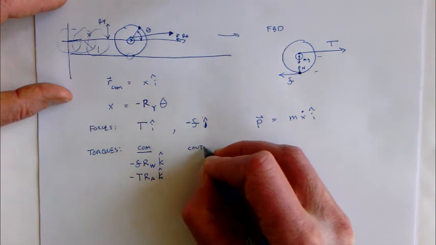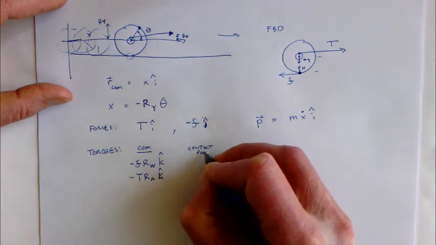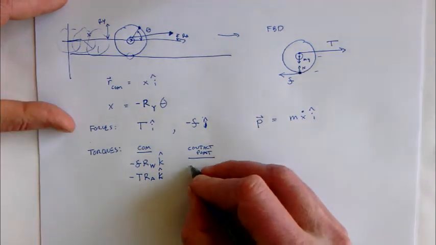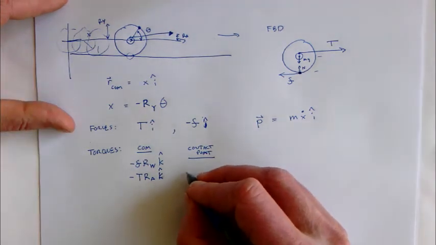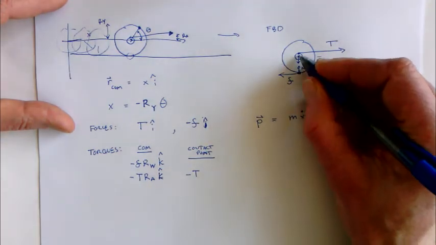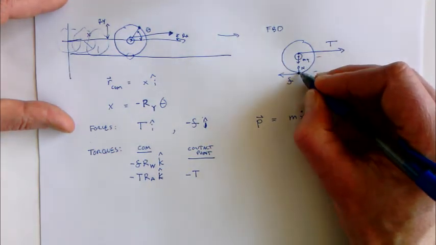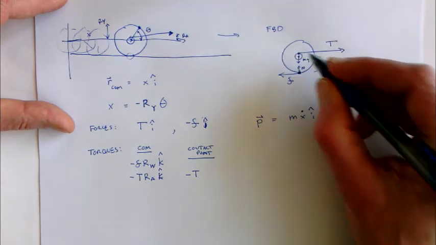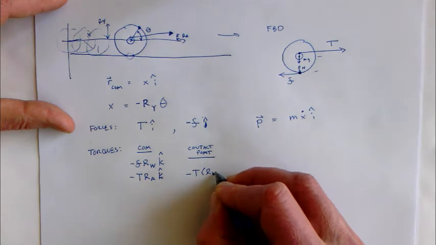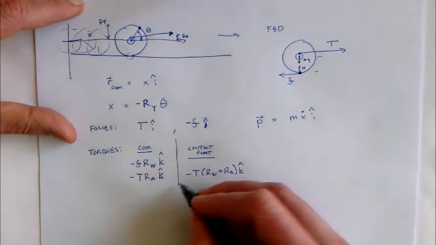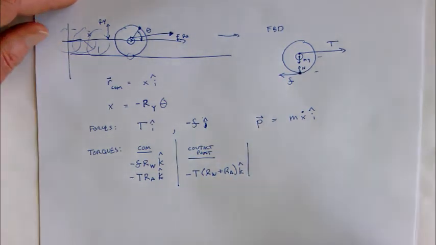So if I take my torque about the contact point, I get different answers. About the contact point, my torque is again going to be negative. So it's going to be negative T, but the distance that I'm interested in, the radius from the origin to the point where the force is applied, is actually going to be the radius of the wheel plus the radius of the axle.